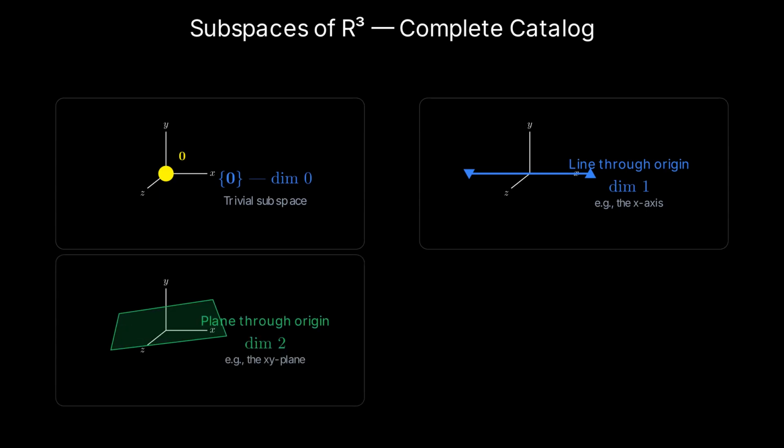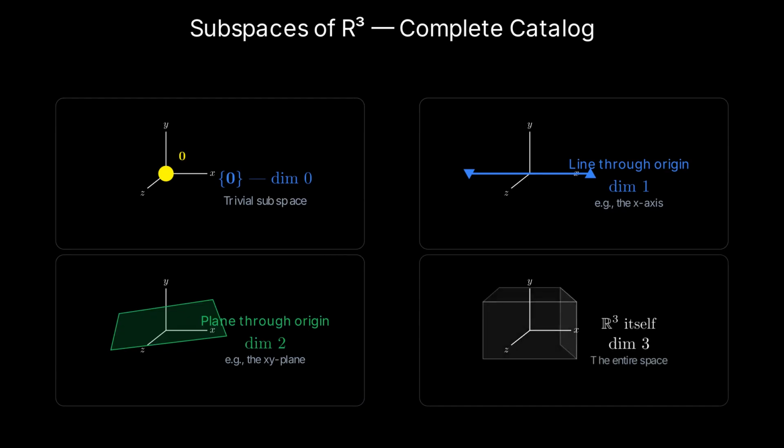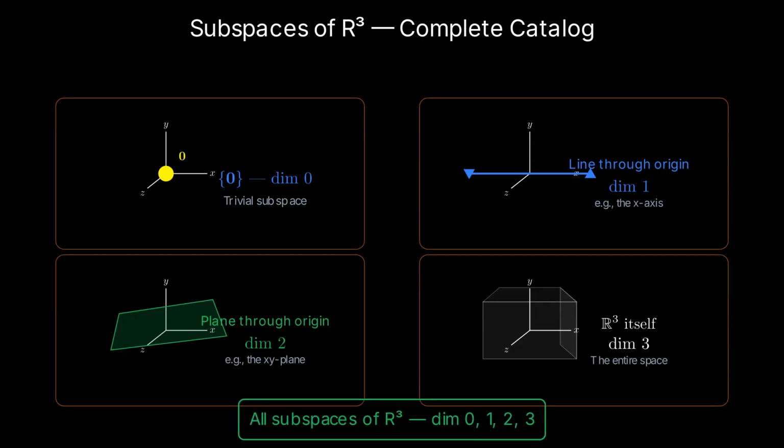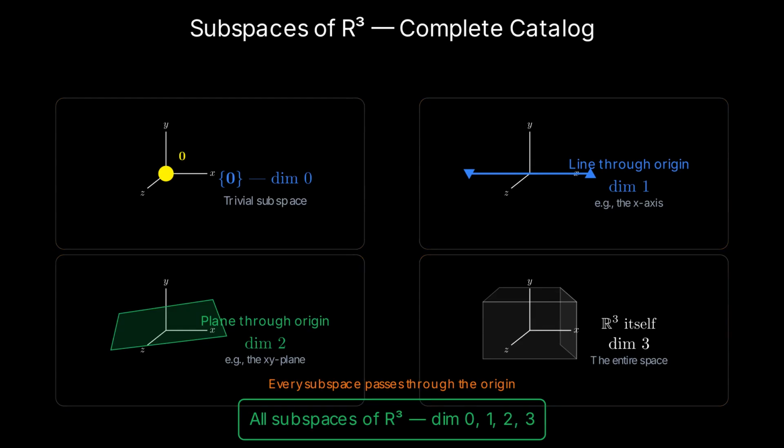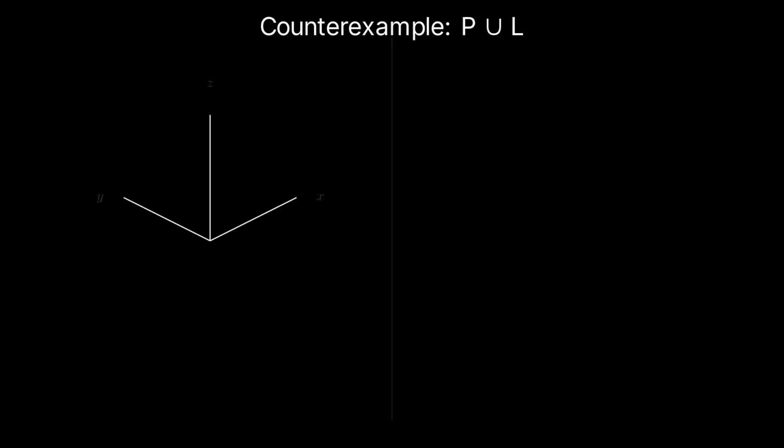Third, any plane through the origin, like the xy plane is the classic example. This has dimension 2. Fourth, all of R3 itself. This has dimension 3. And that is every possibility. Dimensions 0, 1, 2, and 3. Every subspace of R3 fits into exactly one of these 4 categories, and every single one of them passes through the origin. Now that we know the rules, let's stress test them with a concrete example.